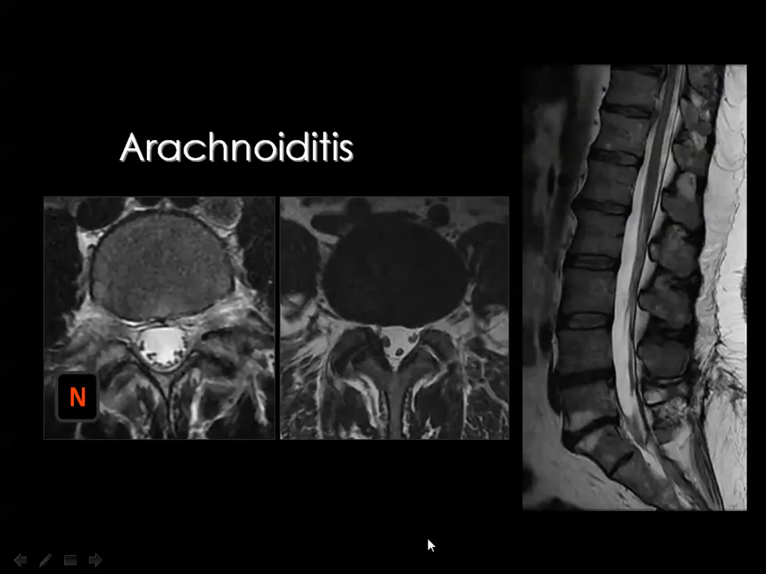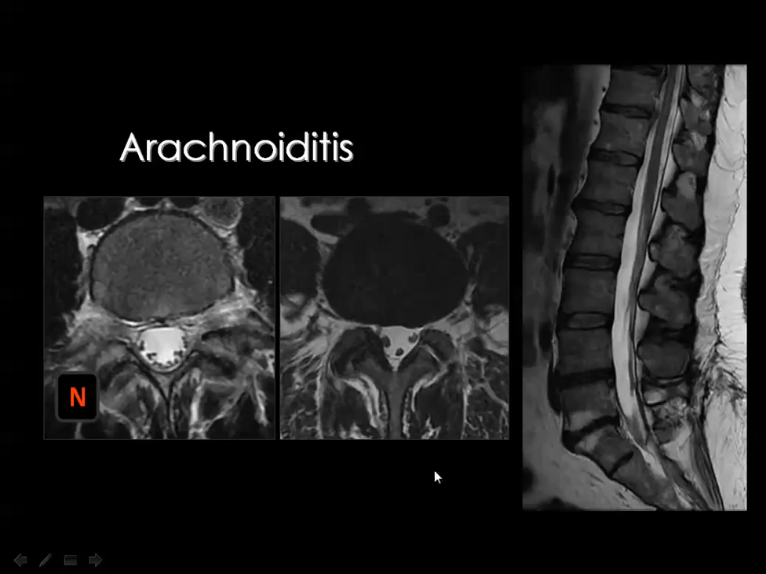Then this is a form of arachnoiditis. This is normal. The nerve roots you can see here, but here you can see that some of the nerve roots have been adherent together here and there and there.